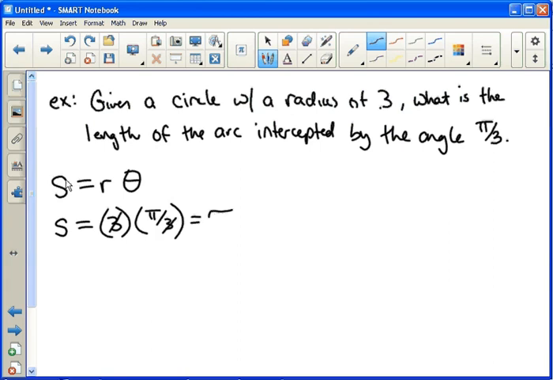Okay, so hopefully you see it's pretty simple. They're going to give you 2 pieces. You got to find the third. It's really just plug and chug.